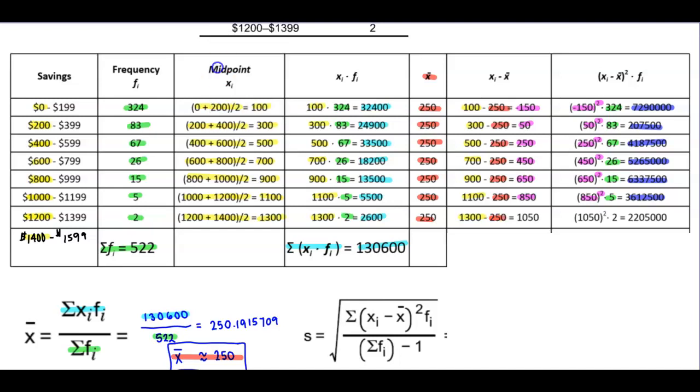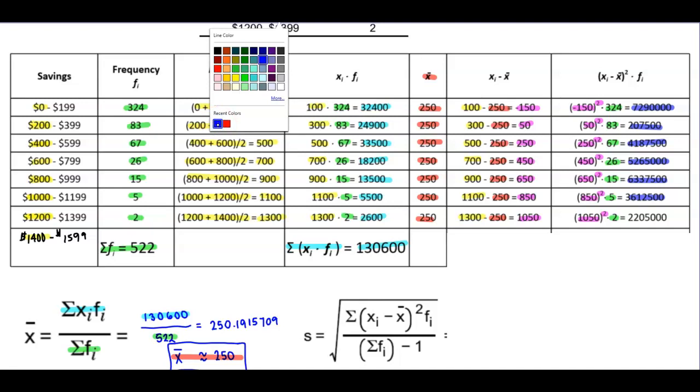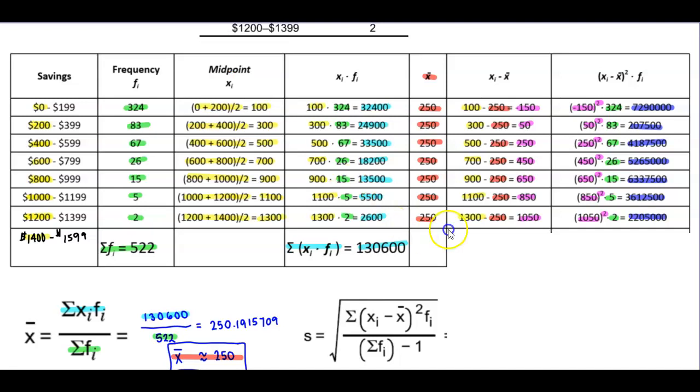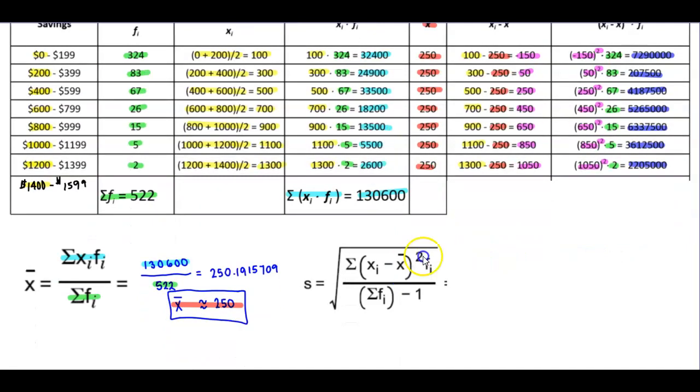And then the last one, we have the midpoint of 1,300. Again, we're going to subtract the sample mean of 250 to get 1,050. So now in the last column, we're going to take 1,050 and square it, and then multiply it by its frequency of 2 to give us 2,205,000.